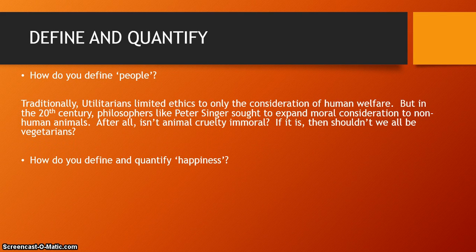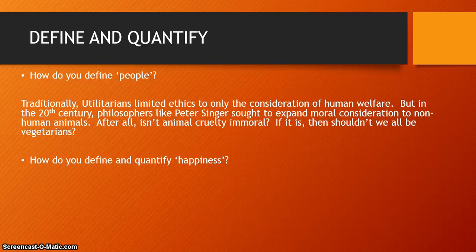Traditionally, utilitarians limited ethics to only the consideration of human welfare, so only humans were considered people. But in the 20th century, philosophers like Peter Singer sought to expand moral consideration to non-human animals. So non-human animals may not be considered people, but they're still worthy of ethics. After all, isn't animal cruelty immoral? If it is, then shouldn't we all be vegetarians? That's a hot topic. More on that later.